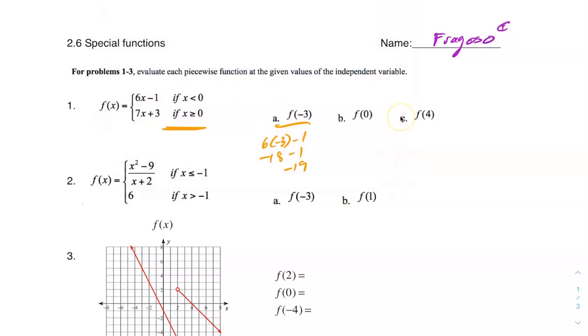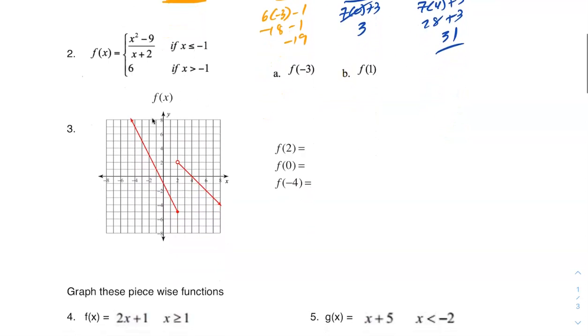And then we go to B, f of 0. Well, is it less than 0 or greater than or equal to 0? It is equal to 0, so we use this equation. So I just get 3 because that's 0. F of 4, same idea. Is it less than 0 or greater than or equal to 0? It's greater than or equal to 0, so sub it into that equation. And there we go. Go on to the next one.